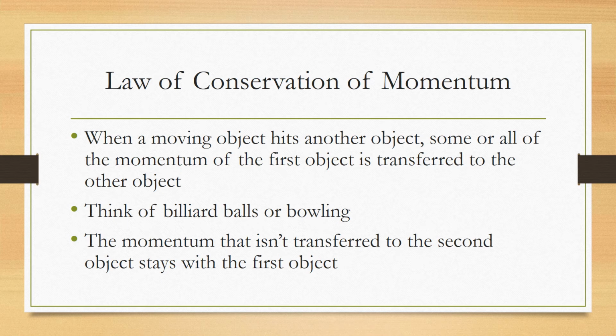So that is momentum. But if it doesn't get transferred to a second object, it stays with the first. That is essentially what the law of conservation of momentum is. It's not just going to disappear, it's going to be transferred from one object to the next.